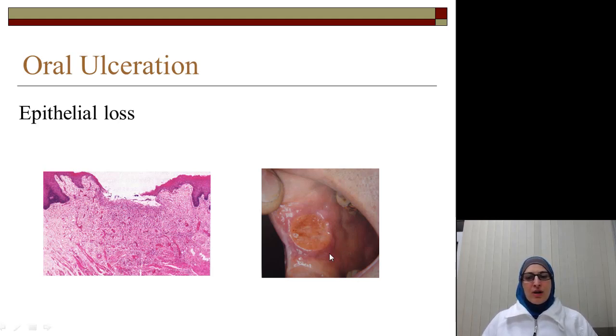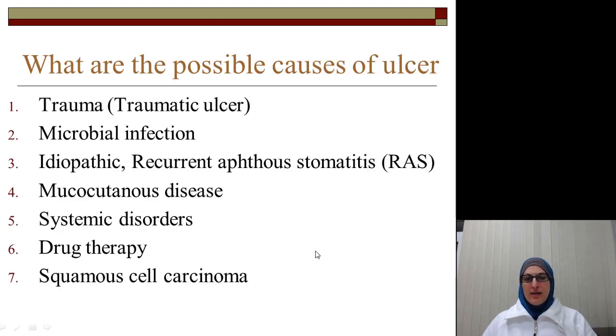So when you start defining your lesion, the first thing is to determine the type of the lesion, whether it is an ulcer, a plaque, or a macule. When you see a yellowish exposed connective tissue with an erythematous margin, of course, because there is loss of the epithelium, there would be inflammation in the area, so redness is expected. Then it is correct to say that this is an ulcer. So now we know what an ulcer is.